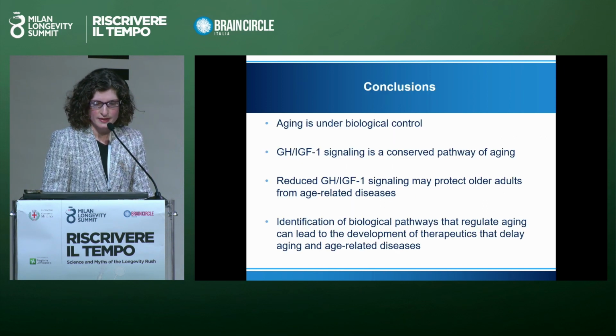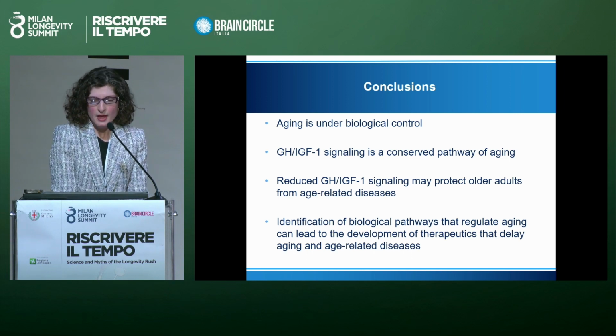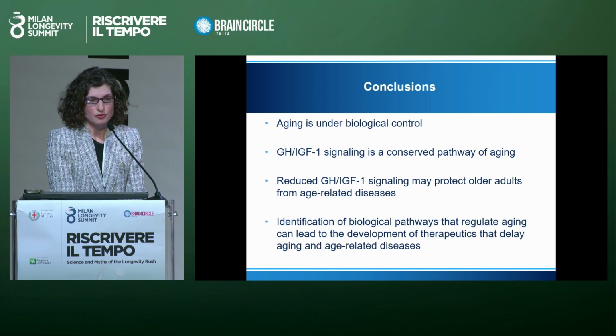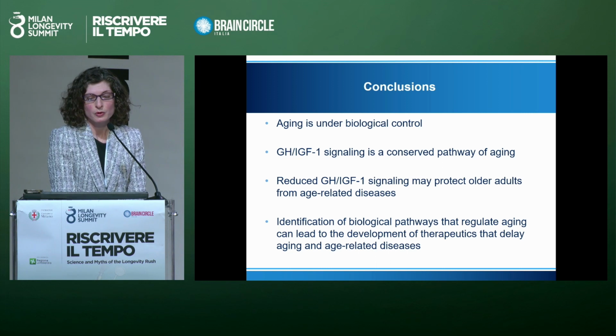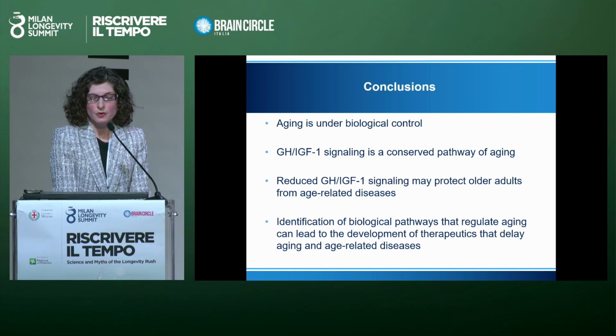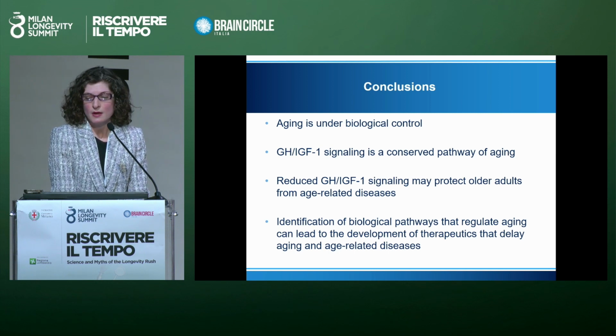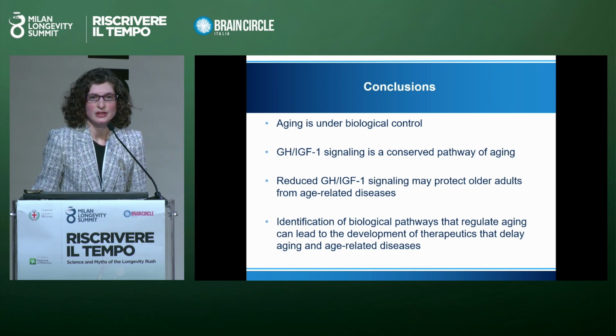So just to summarize what I showed you, aging is under biological control. Growth hormone signaling is a conserved pathway of aging. Reduced growth hormone signaling may protect older adults from age-related diseases. And we need to identify biological pathways that regulate aging, which can then lead to the development of therapeutics that delay aging and age-related diseases.